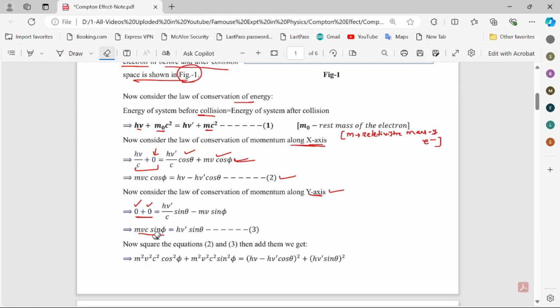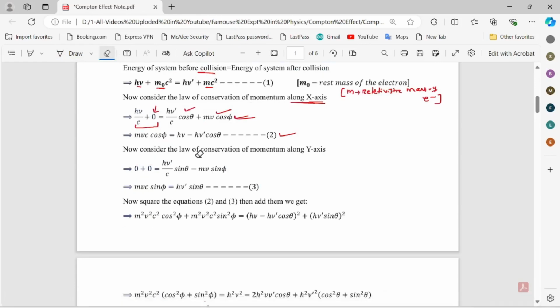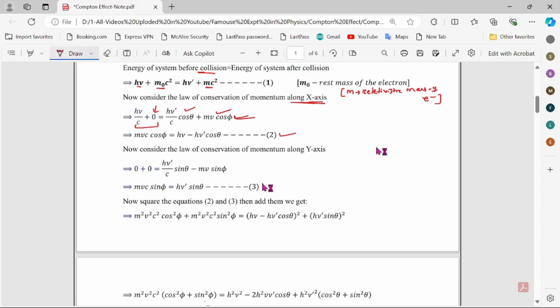Okay, let this be your equation number 2. Sorry, this is your equation number 3. Let this be your equation number 3, right?